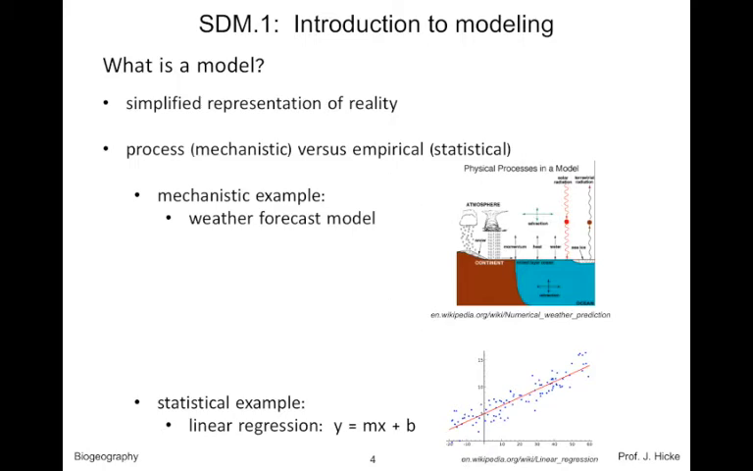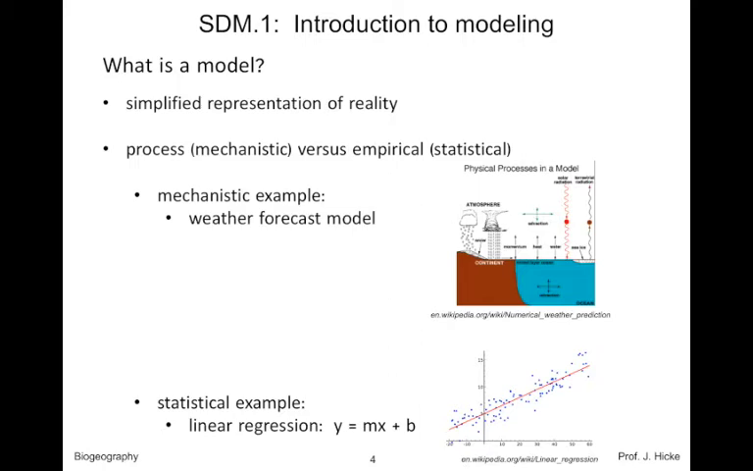In the case of the weather forecast model, which is easy to think about, there are physical processes like pressure and temperature that drive wind distributions, that drive evaporation, that produce clouds based on relative humidity, things like that. Those are very physical, mechanistic processes that are included in numerical weather prediction models.